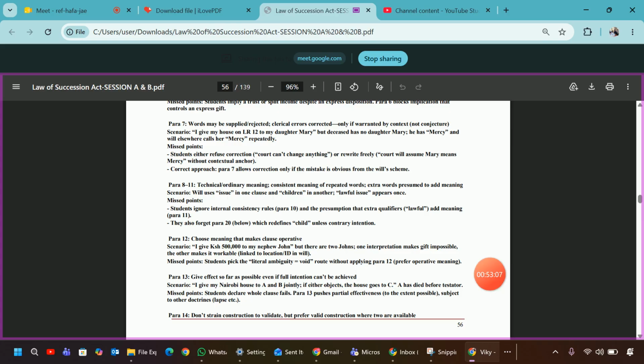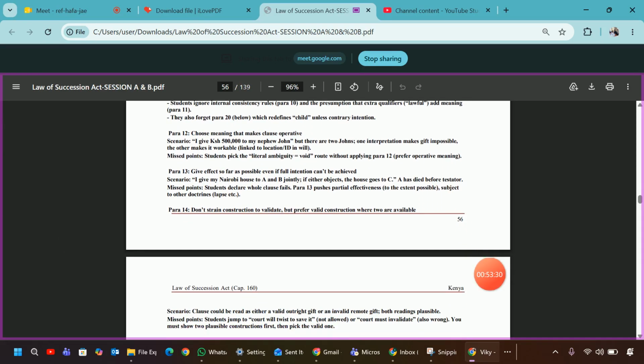Paragraph 12: choose the meaning that makes the clause operative. Scenario: I give 500,000 to my nephew John, but there are two Johns. One interpretation makes the gift impossible, the other makes it workable. The missed point is that students pick the literal ambiguity equal to void, without applying paragraph 12, which prefers the operative meaning.